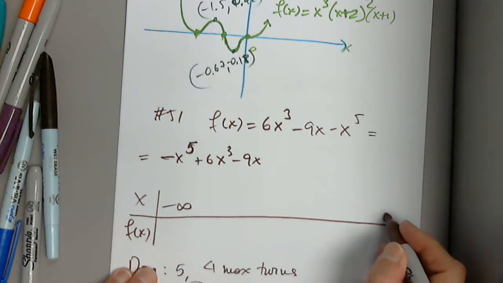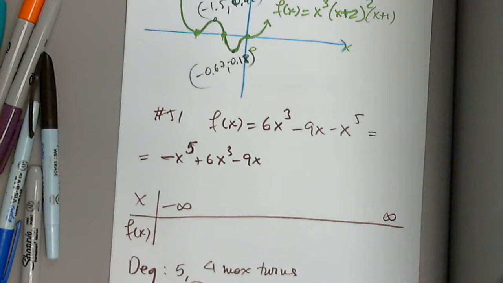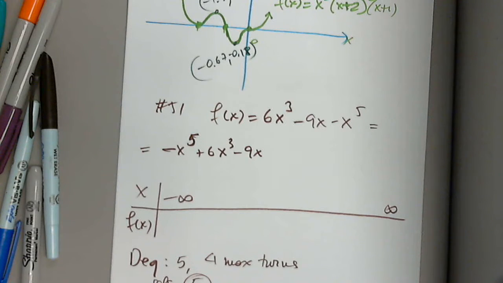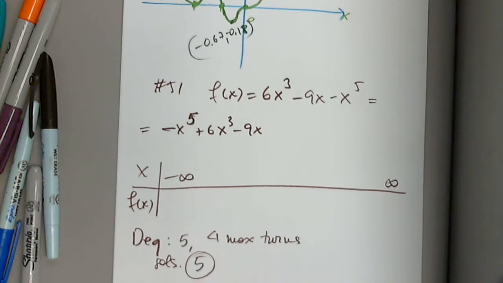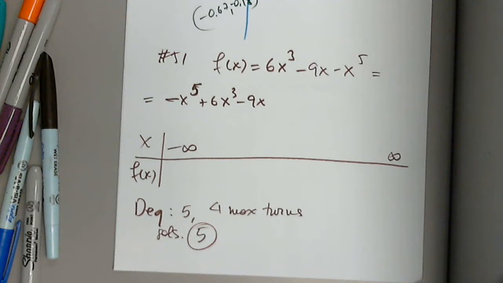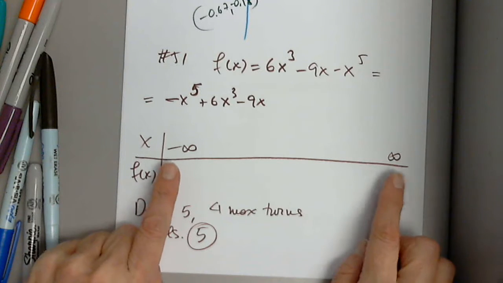Yes, domain. Okay, let's put the domain in. Let's also put the end behavior. Since it's an odd degree, what is the end behavior? What is the leading coefficient? Negative. The leading coefficient is negative and the degree is odd. So what does that mean? What is the end behavior?